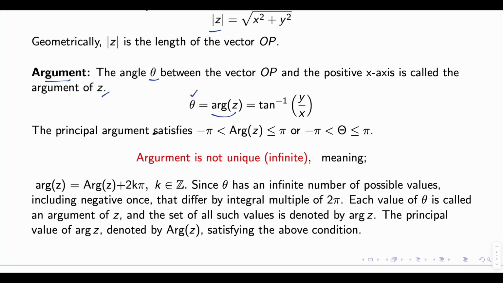Now the principal argument satisfies the range minus pi to pi, where one side is open and the other side is closed. In this range, theta has a unique value, right? This is denoted by capital Arg or capital Theta. Whenever you see capital Theta, it means they are talking about the principal argument. And this has a unique value.